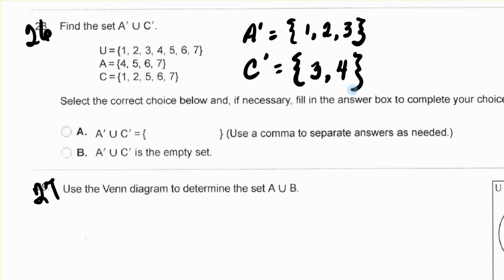I'm supposed to find their union. So in my mind, I always think of union as adding them together, but not repeating any overlap. So I will need a 1, a 2, a 3 is in both of them, and a 4. It's in either one.